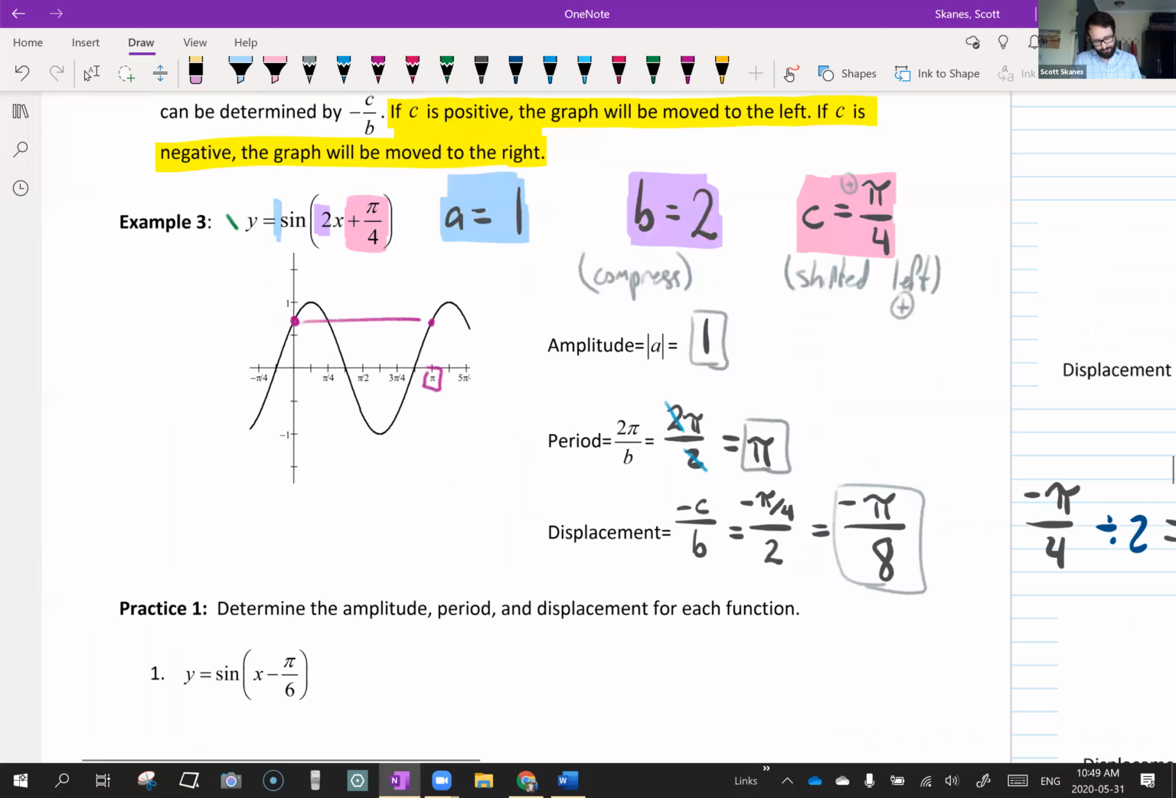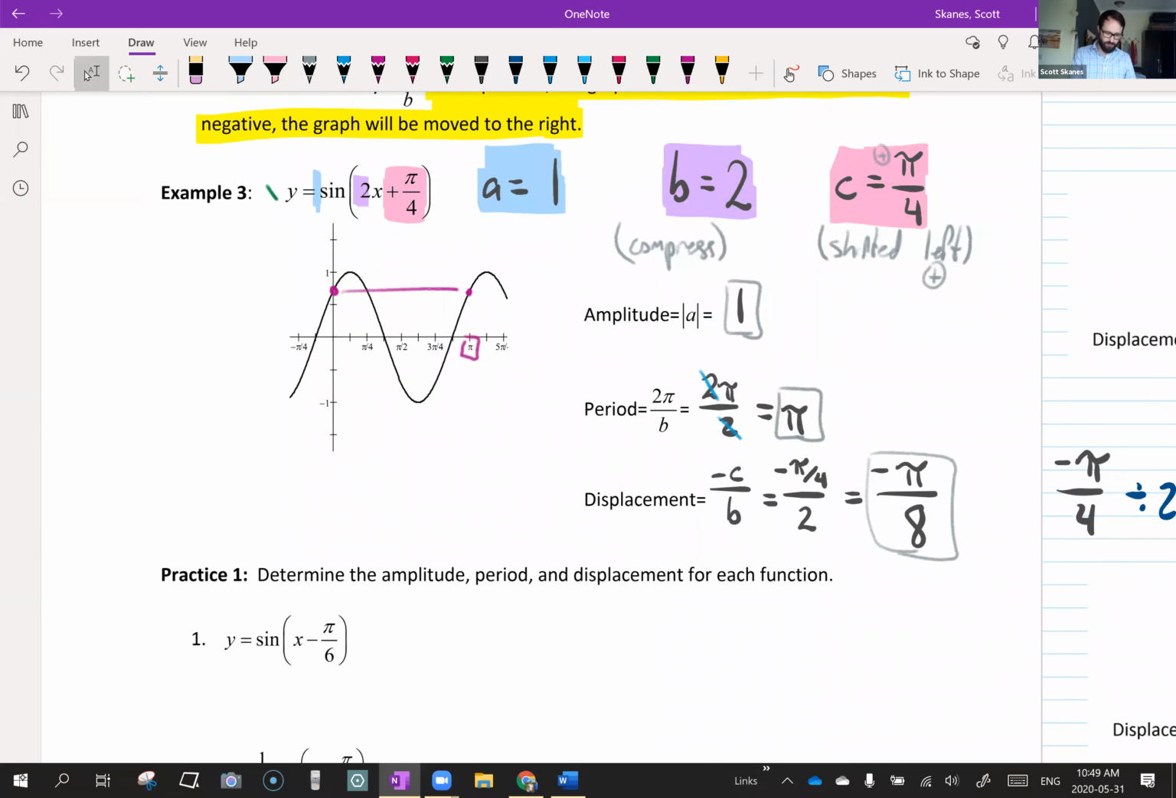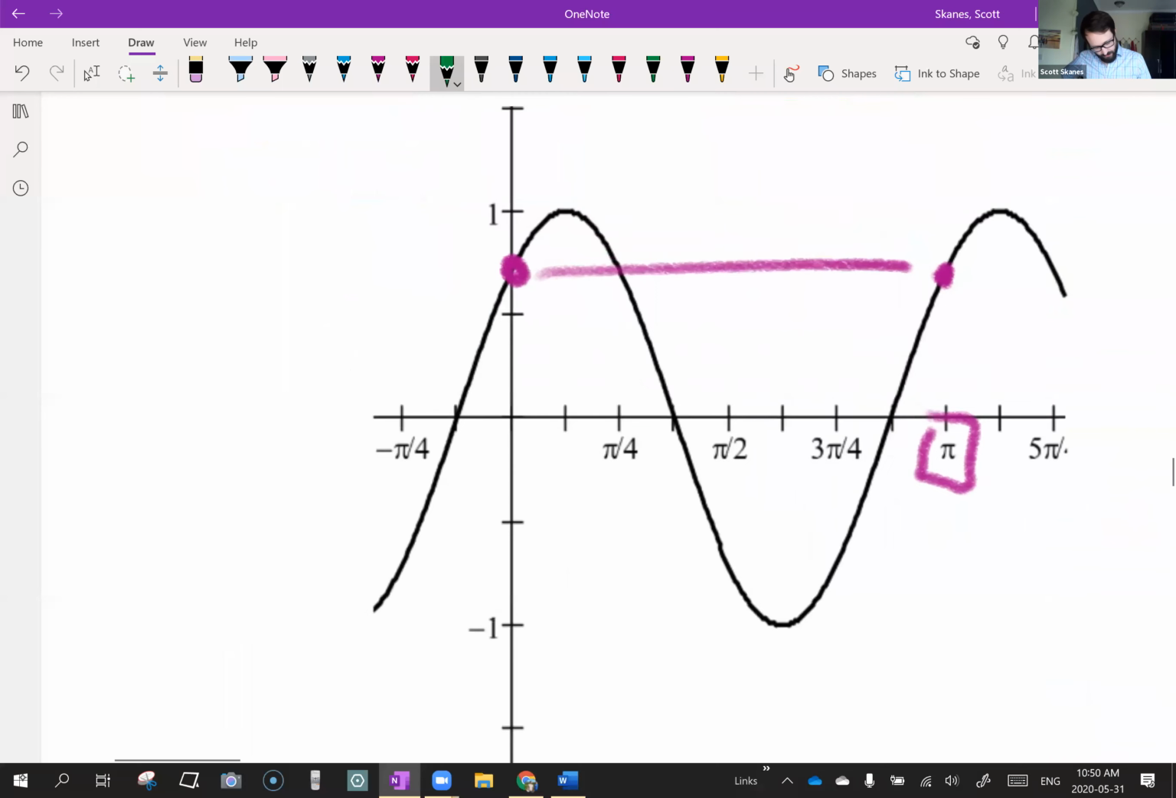Okay, pi over 8. So, long story short, it has not been stretched up and down. It has been compressed. So the period is smaller, which is what we expected. And then it's been shifted just a little tiny bit over. So it's been shifted over by pi over 8. And if you look very carefully here, the distance from here to here, that's negative pi over 8. Let me make it more clear.